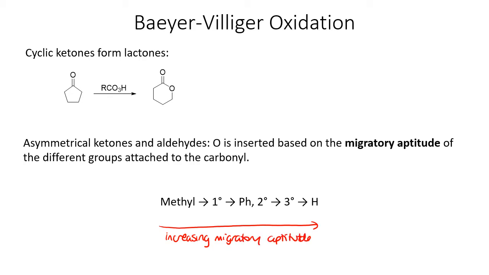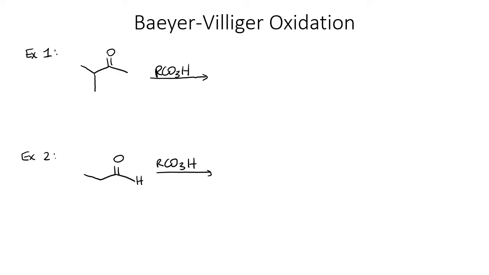So on the next slide, let's look at a couple of practice problems to see how we can use this information to predict the product of a Baeyer-Villiger oxidation. So let's go ahead and predict the products of these two molecules. So first we're starting with an asymmetrical ketone. And what we're going to do is we're going to focus on the carbons directly connected to the ketone. So we have this carbon here and this carbon here.